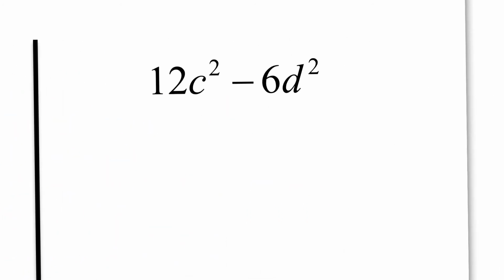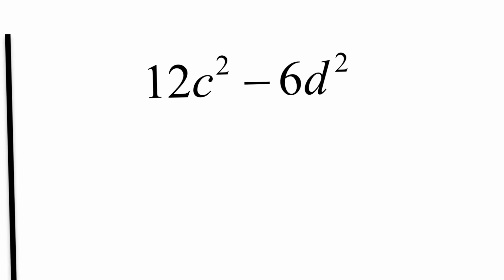All right, let's try this one here. Now this one, notice, first you have to analyze, you have to understand the problem. And I do know that 12 and 6, they do have a common factor. But look at the variables, a c squared and a d squared. Here, we do not have a common variable. So that means that you guys are not going to take out a variable. You're just going to leave the same variables inside the parentheses.